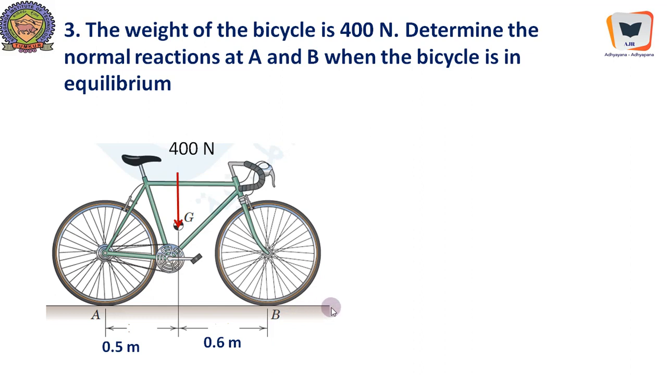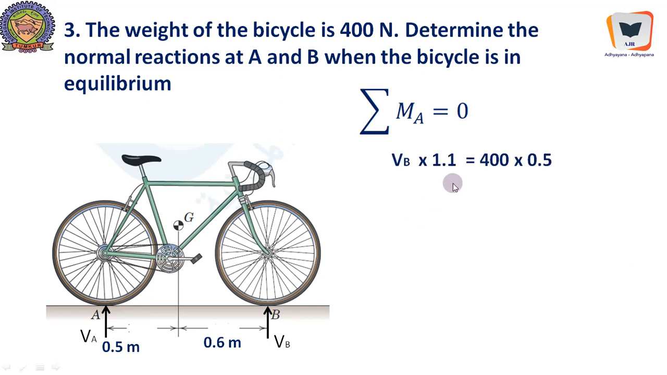Since roads are horizontal or plane and horizontal, the reactions will be vertical, therefore we will have vertical reaction at B like this and vertical reaction at A like this. Here also we need to find only vertical reactions, horizontal reaction is absent, so it is good enough if we apply only two equations. Let us see. Now sigma MA equal to 0, so VB into 1.1, that is 0.6 plus 0.5, which can lift the bicycle in anti-clockwise direction.